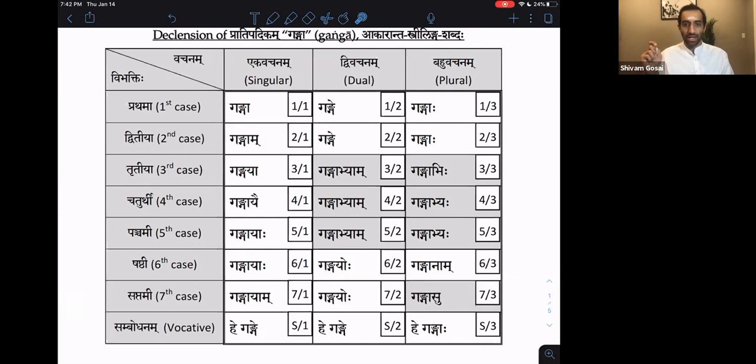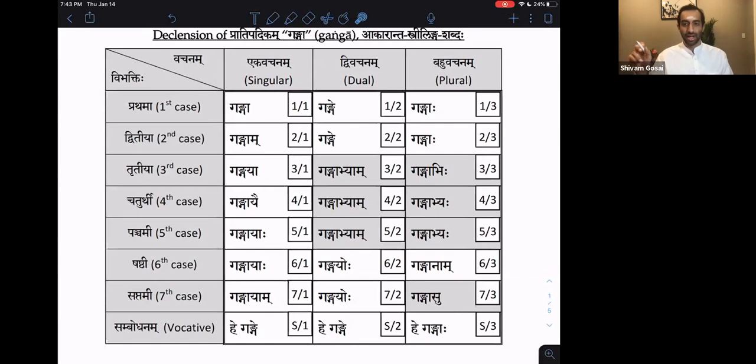So Ganga, Gange, Gangaha. Gange, Gangaha. Then Gangam, Gange, Gangaha. Gange, Gangaha. Then third case, Gangaya, Gangabhyam, Gangabhihi. You can repeat them. Fourth case, Gangayai, Gangabhyam, Gangabhyaha. Fifth case, Gangayaha, Gangabhyam, Gangabhyaha.